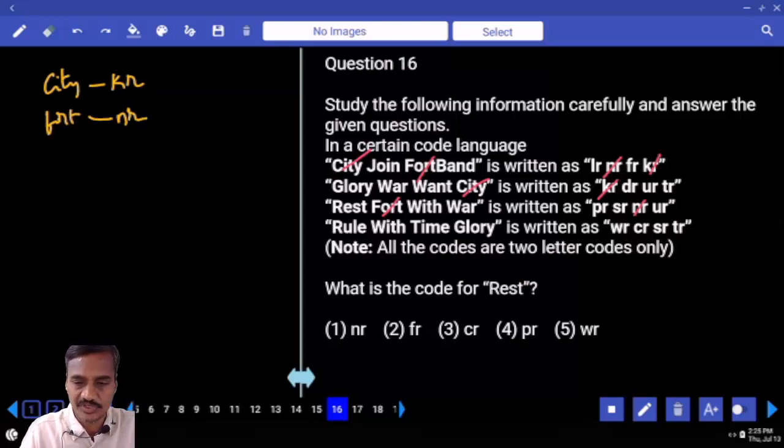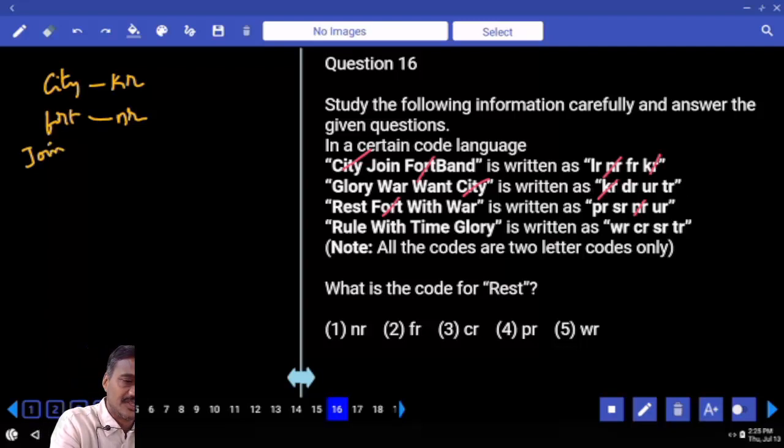Then 1 and 4: join and band. Now no word is repeated here. Now for these two, join and band, the code could be LR or FR in any order. Clear?